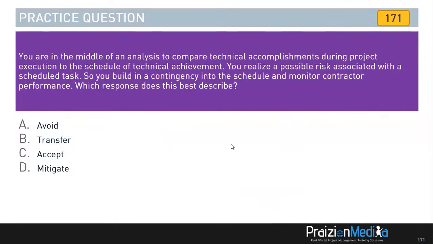All right, here's our next question, and it reads, you are in the middle of an analysis to compare technical accomplishments during project execution to the schedule of technical achievement. You realize a possible risk associated with a scheduled task. So you build in a contingency into the schedule and monitor contractor performance. Which response does this best describe? I'll let you think about it for a bit. Is it avoid, transfer, accept, or mitigate? Think about it.